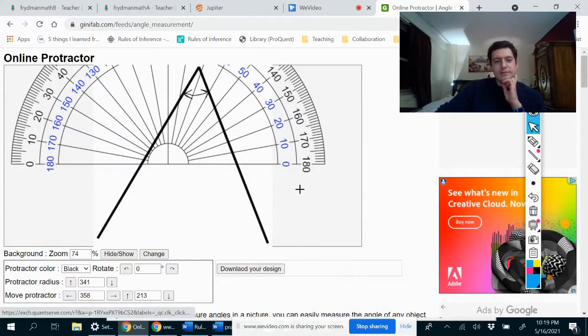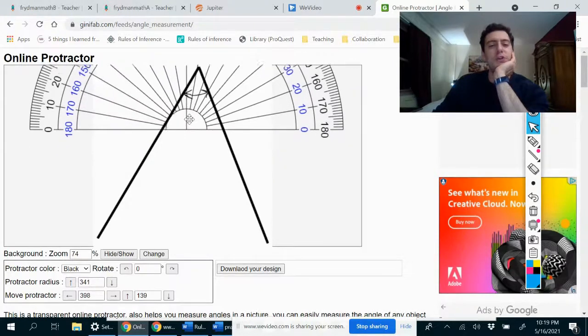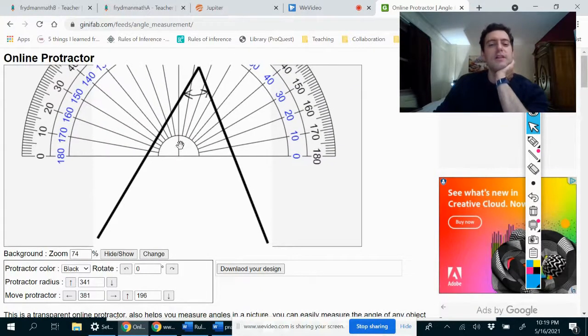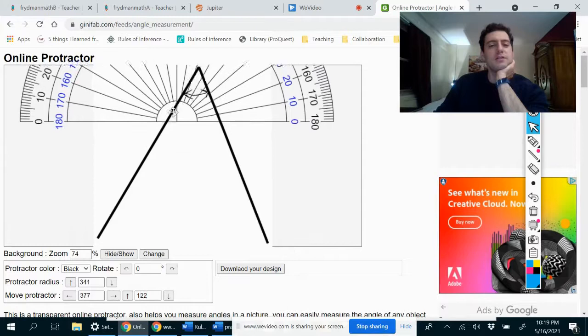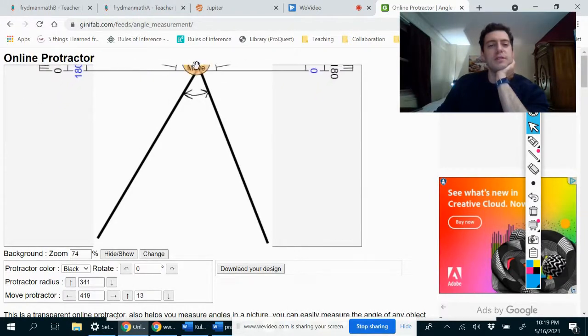This one confuses a lot of students. See if you can figure out what you should do with the protractor. So I know that a lot of students, they'll get this part right at least. They'll remember to put this part of the protractor over the vertex. Then what do we do?